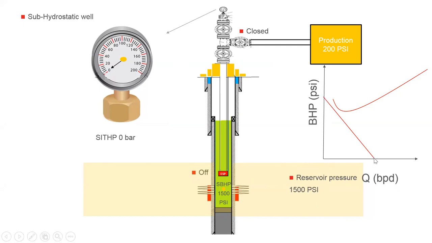On the other hand, this point is represented by the Q max, or the absolute open flow, which is a theoretical point. It is the flow rate if we manage to produce at a zero bottom hole flowing pressure. The simplest representation of the IPR is the straight line IPR.